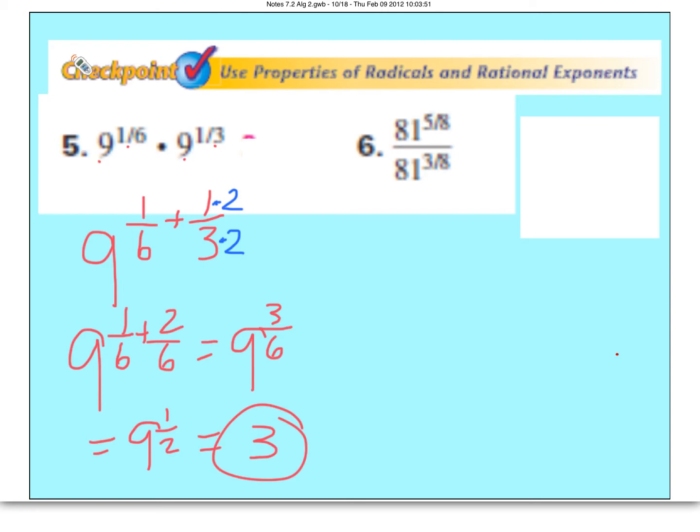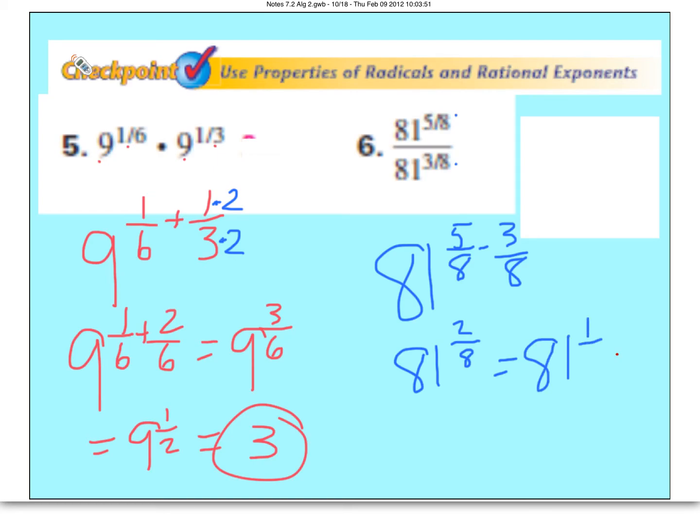The last one is 81, and we're going to do some subtraction of the numbers that are being divided, so it's going to be 81. It's always the top number minus the bottom one. Common denominator is already there, which is great. 5 minus 3 is 2 over 8. 2 over 8 simplifies to the fraction 1/4. So the question is, what is the 4th root of 81? And that's going to be the number 3.